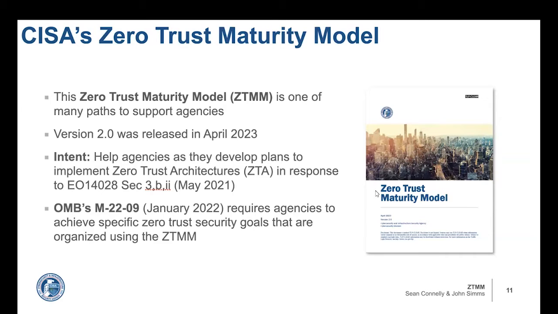The intent behind version one was to support federal agencies as they developed their zero trust strategies, which was a 60-day task out of the Executive Order 14028. And then also, just after we released the Zero Trust Maturity Model, OMB released Memorandum 22-09, which we call the Federal Zero Trust Strategy, which provided a lot more detail in terms of how the federal government was going to advance zero trust.